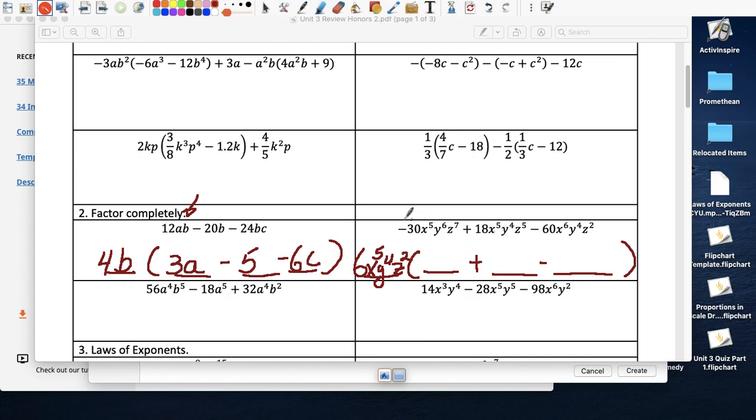Okay, so 6 times what is negative 30? It would be negative 5. No x's, but y to the 2nd and z to the 5th. 6 times what's 18 is 3. No x's, no y's, and z to the 3rd power. You can always double check by doing the distributive property. And you should get this, and then you should get this. And 6 times what's negative 60 would be 10. X, right? Because x to the 5th power times x would give us x to the 6th power. So we don't need y's, and we don't need z. So that's the final answer.